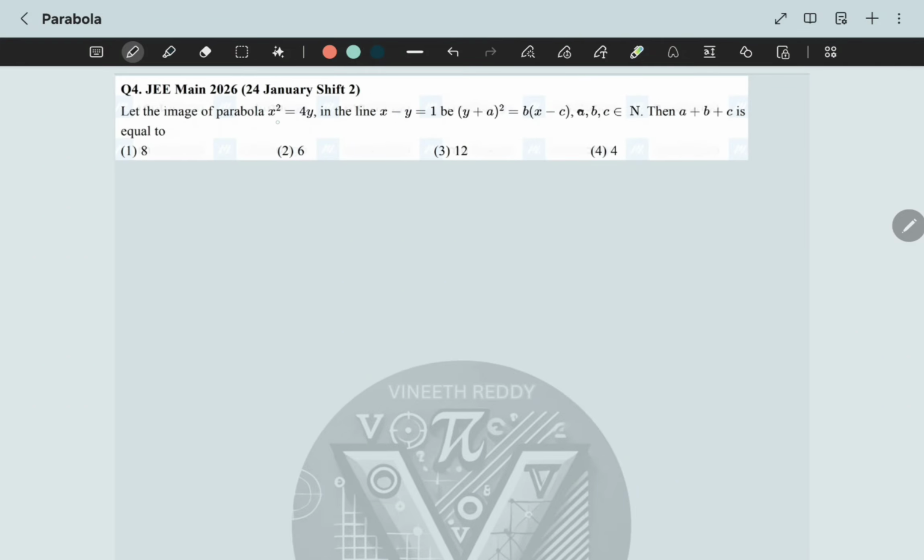So the question says, let the image of the parabola x square is equal to 4y in the line x minus y equals to 1 be (y plus a) whole square is equal to b times (x minus c), where a, b, c belong to N. Then a plus b plus c is equal to?